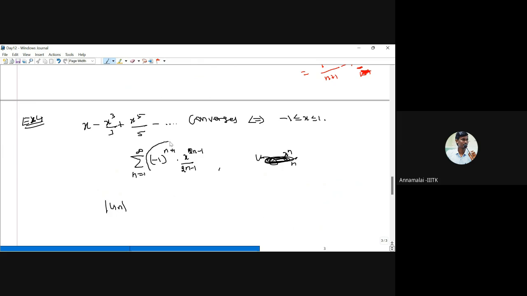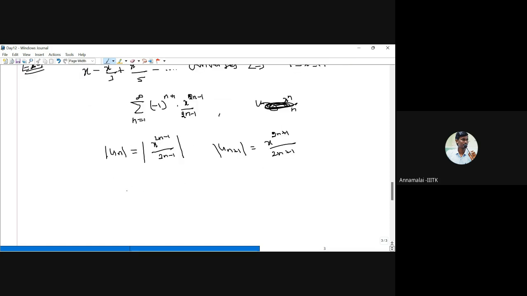Don't bother about this -1 because we don't know what the values of x are. We have to prove that x lies between -1 and +1. Therefore, modulus of un is nothing but modulus of x power 2n minus 1 by 2n minus 1. And then again write what is un plus 1. Modulus of un plus 1 is x power 2n plus 1 by 2n plus 1. So this is un plus 1. Now find the quotient, modulus of un plus 1 by modulus of un.